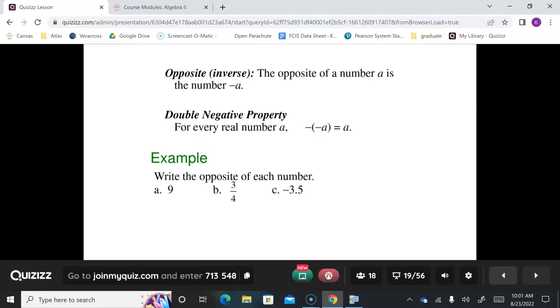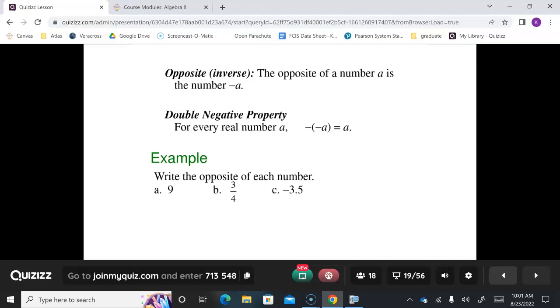I'm going to add in reciprocal as well. What's the reciprocal of 9? That was the opposite. What's the reciprocal? 1 over 9. What's the opposite of 3/4? -3/4. What's the reciprocal of 3/4? 4/3. What's the opposite of -3.5? 3.5. I'm not going to have you do the reciprocal now, but we will later.